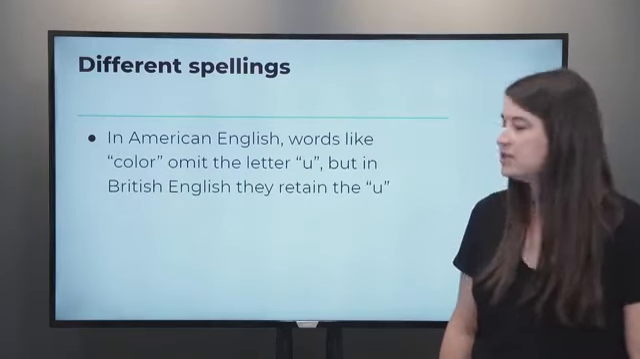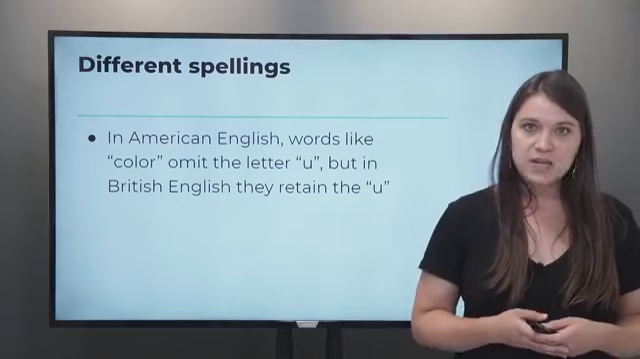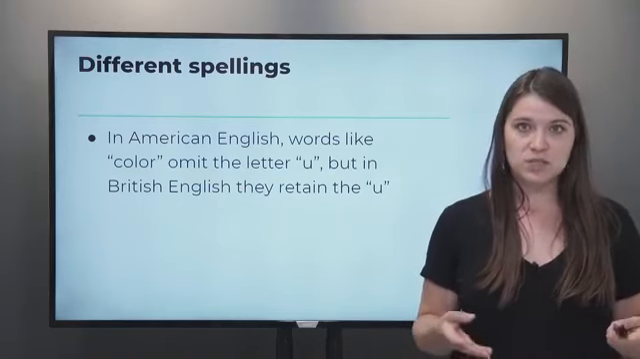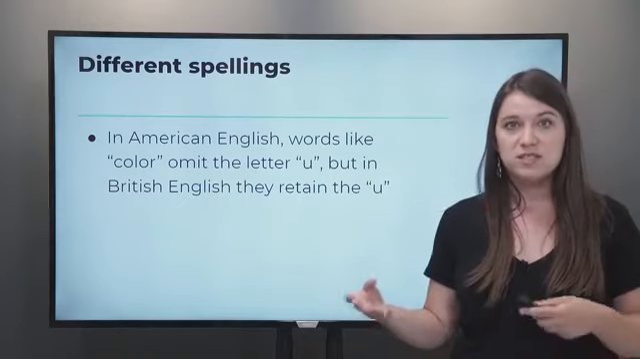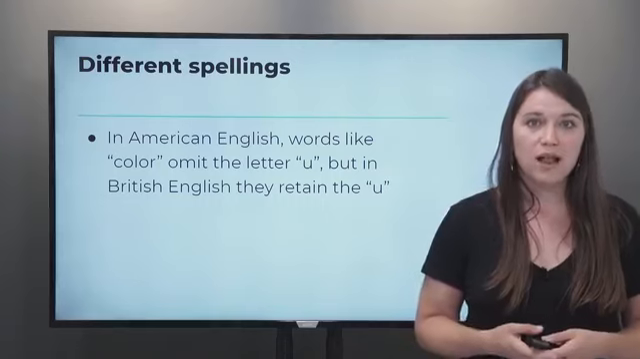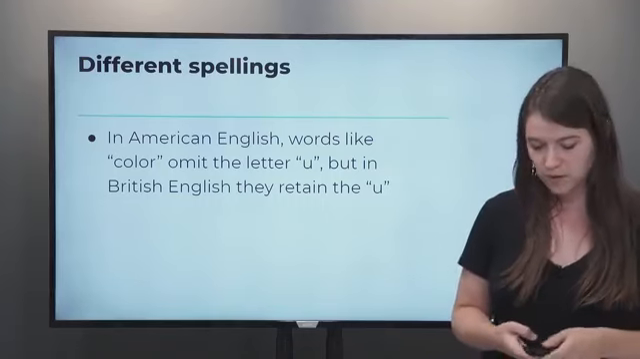Another spelling difference, words like color in American English omit the U, but in British English they keep it. So color in American English is C-O-L-O-R, and in British English it's C-O-L-O-U-R. Okay?